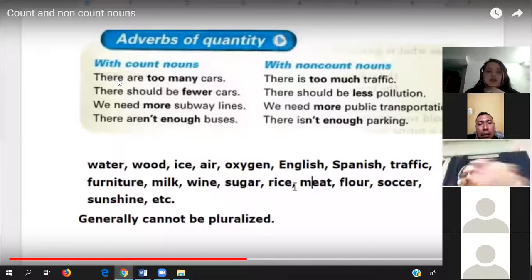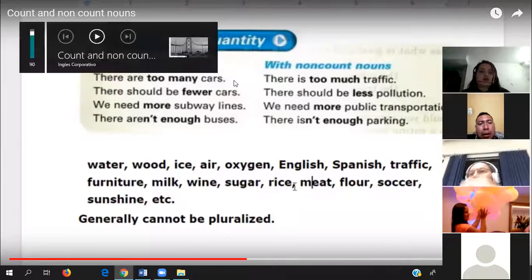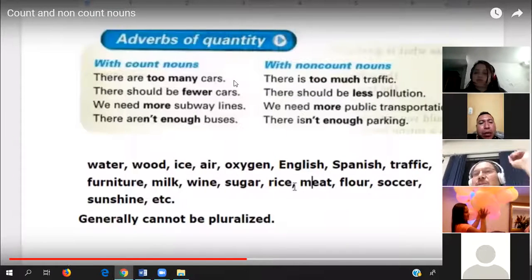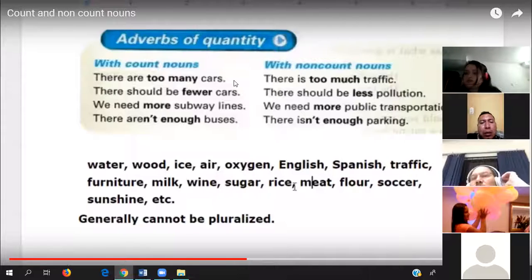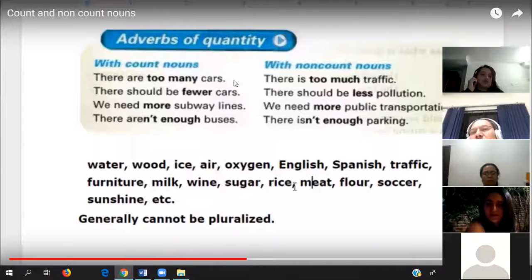Repeat. There are too many cars. There should be fewer cars. We need more subway lines. There aren't enough buses. There is too much traffic.